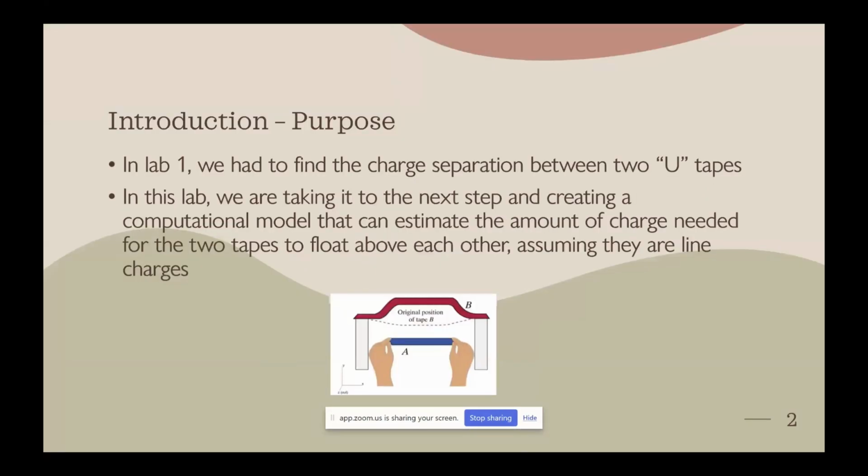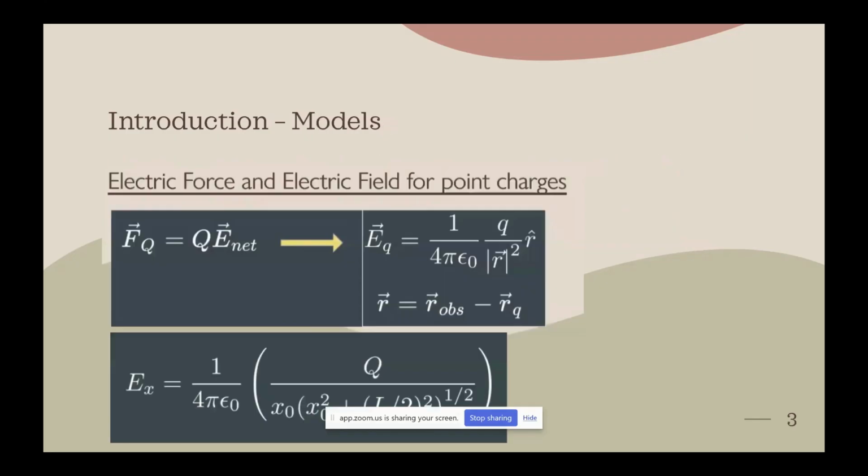So the purpose of this lab is to find the charge separation between two U-tapes, and that's what we did in lab 1. So we're going to continue off of what we did in lab 1 experimentally to create a computational model that can estimate the amount of charge needed for the two tapes to float above each other, this time assuming that the charges on the tapes are line charges rather than a single point charge concentrated at the center of the tape. So here are the models we're going to use to help explain the physics part.